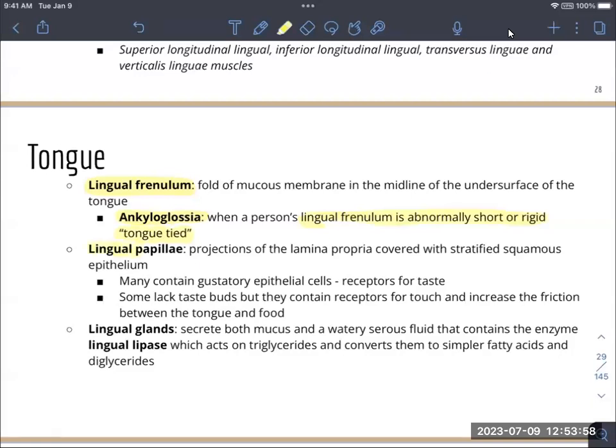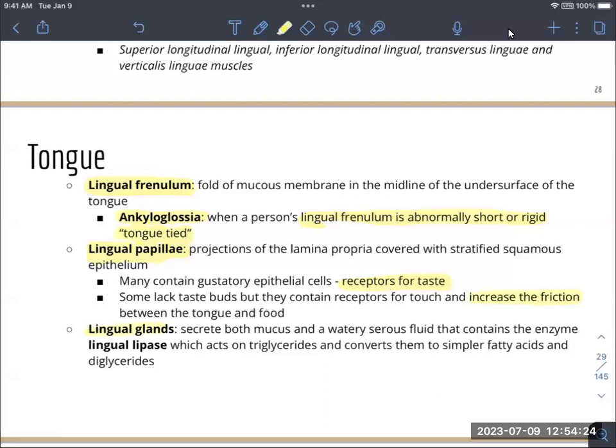We have the lingual papilla. This is on this part of the tongue. It is used for taste. Some of them just increase the friction of the tongue to help your tongue move around easier, but this is what makes up most of the surface of that tongue.